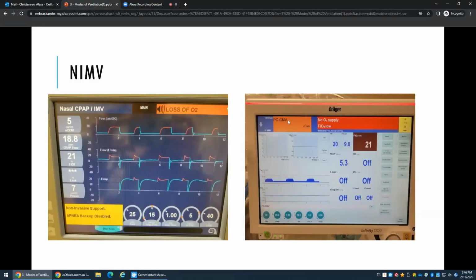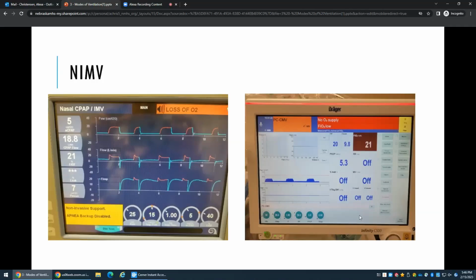Over here, it's a little different. They say different things, but this is both nasal IMV. This baby's on an FiO2 of 30. We're on 20 over 5. I time is 1, and a rate of 20.